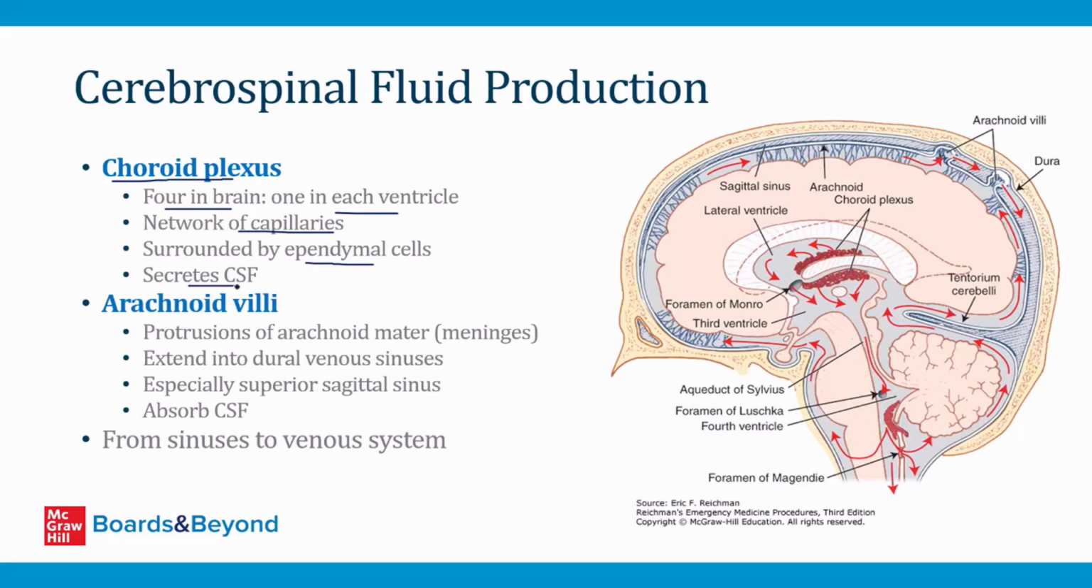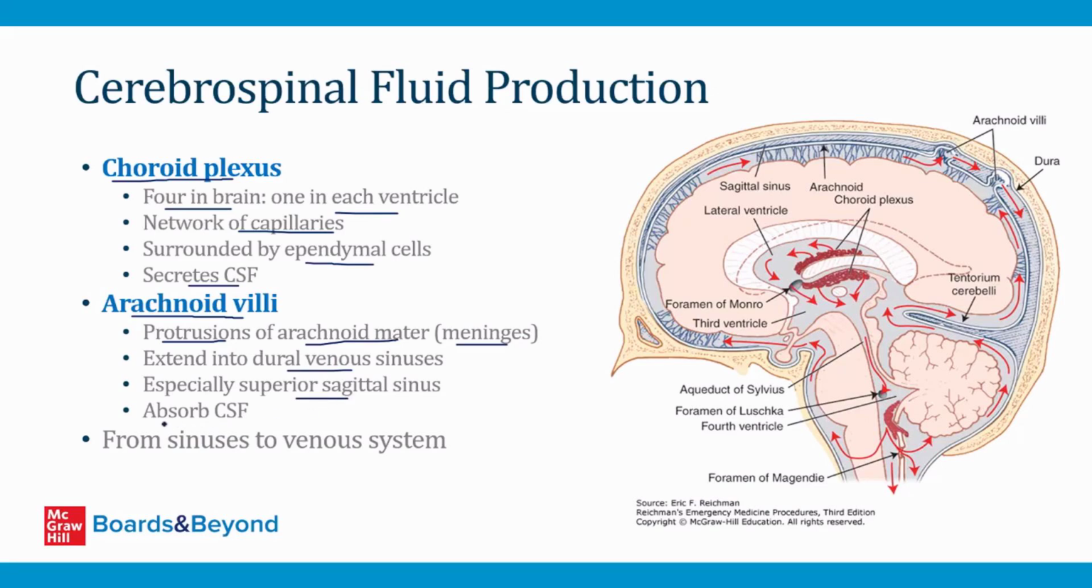Now, once CSF fills the ventricles, eventually it will be absorbed by structures called the arachnoid villi. They're called the arachnoid villi because they are finger-like projections or villi of the arachnoid matter, which is one of the layers of the meninges that I talk about in other videos. So these little finger-like projections, these arachnoid villi, extend into sinuses of the brain, especially the dural venous sinuses, like the superior sagittal sinus. And we'll talk more about these later.